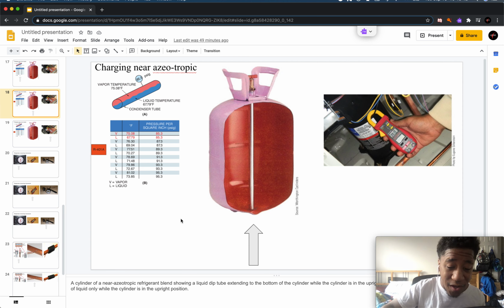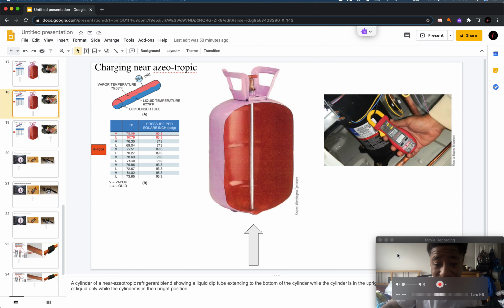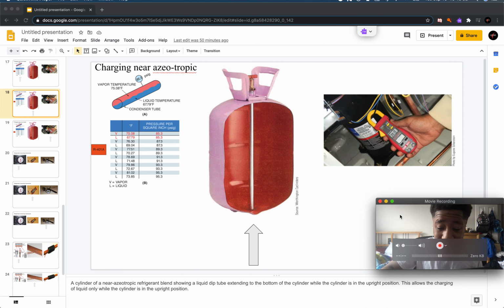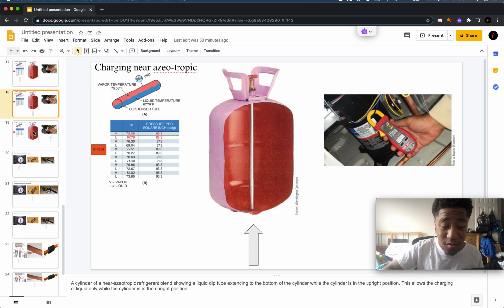So here we have a cylinder of an azeotropic refrigerant blend, and this shows a liquid dip tube extending to the bottom of the cylinder, and the cylinder is in the upright position, and this allows charging of liquid while the cylinder is in the upright position.